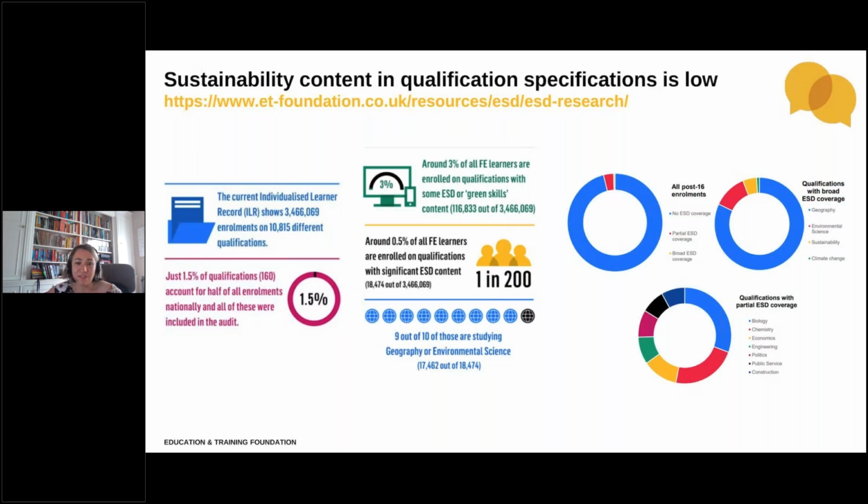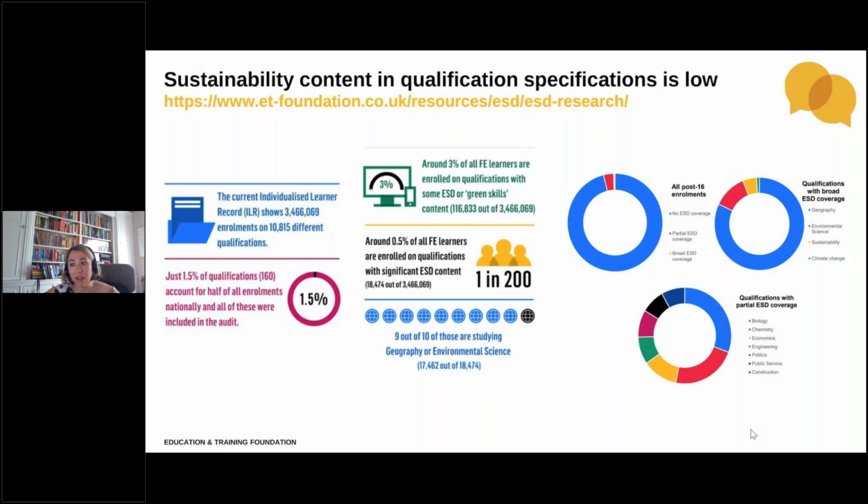And there's about 6,000 different qualifications. Unfortunately, we didn't have the resources to do all 6,000, but what we did is we looked at those that had the highest footfall, which qualifications have the most learners enrolled upon them, and where's the ESD content in those curricula. And what we found was a fairly bleak landscape, if I'm completely honest with you.